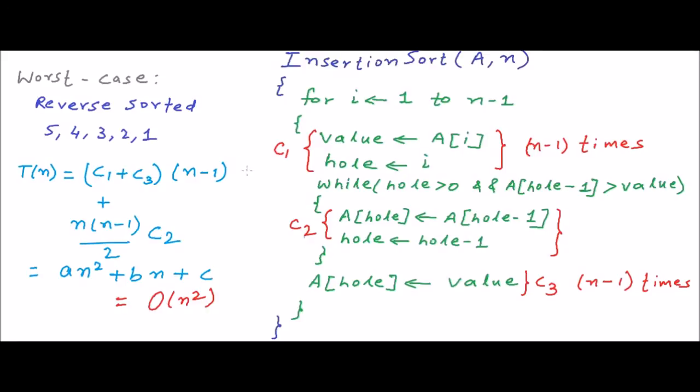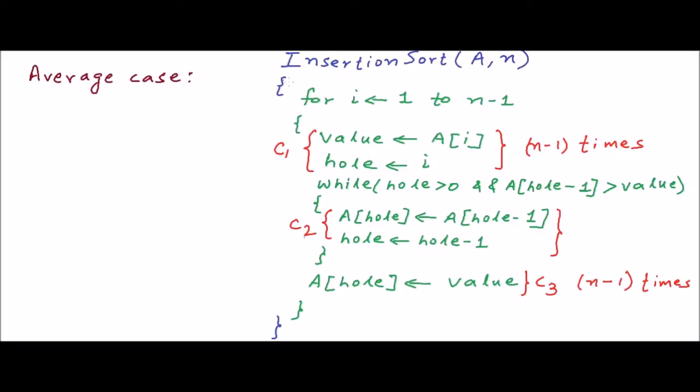In average case, for ith position, we will make i by 2 shifts. And if we will try to calculate the time expression, it will again be some polynomial of the form a(n) square plus b(n) plus c. So for average case also, we will be big O of n square.